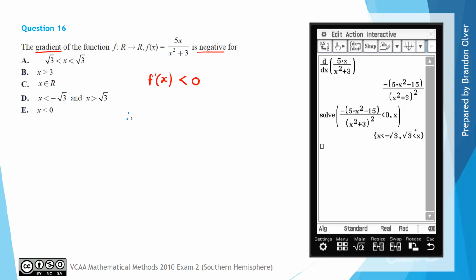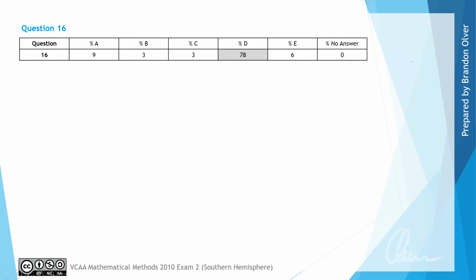From the CAS calculator, after solving that inequality, we found that x is less than negative root 3, as well as the interval x is greater than root 3, are solutions to that inequality, which means D is the correct option for this question. From the examiner's report, we can see that 78% of students got this question correct, so it was quite well done by the students in this exam.